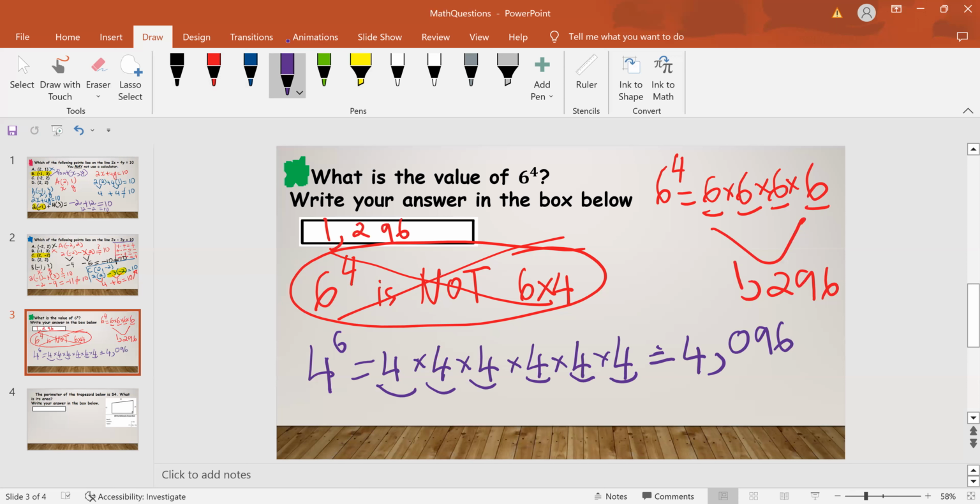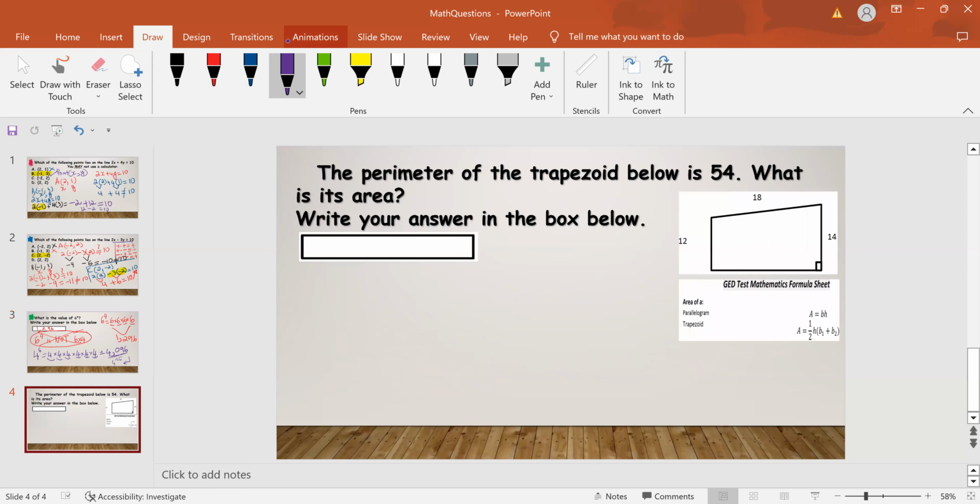4,096. But you have to understand this. We want to save time, so instead of multiplying 4 by 4 by 4 by 4, repeating this 6 times, you can just use the power option from the calculator to get it. So you have 4 raised to the power 6, and the calculator gives you the answer as 4,096.